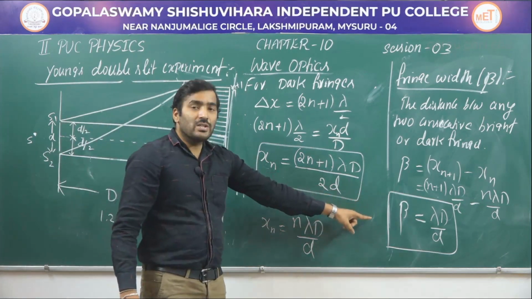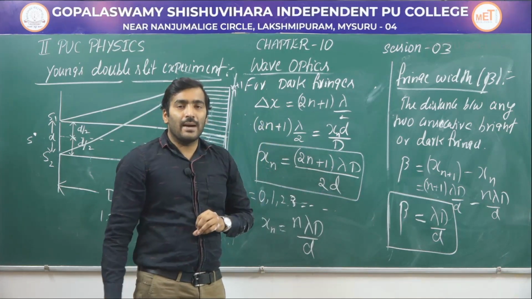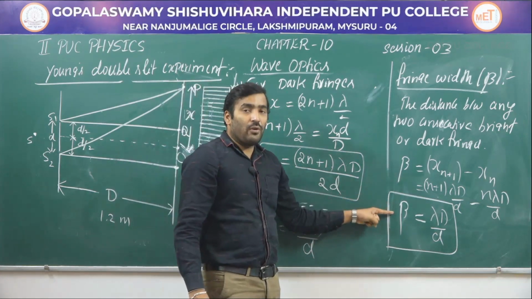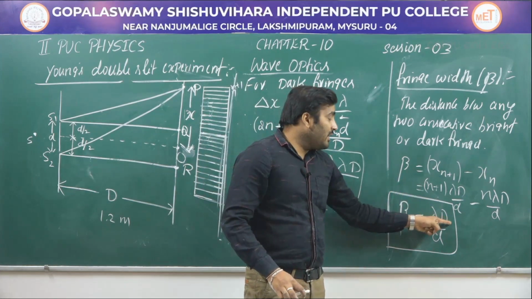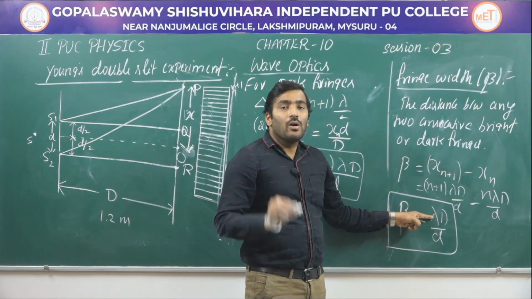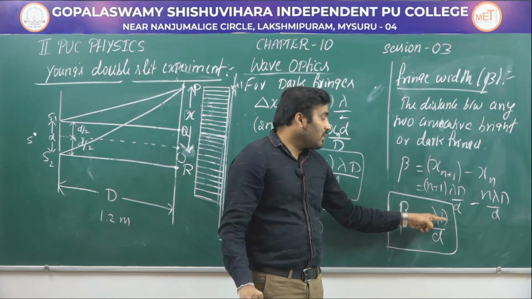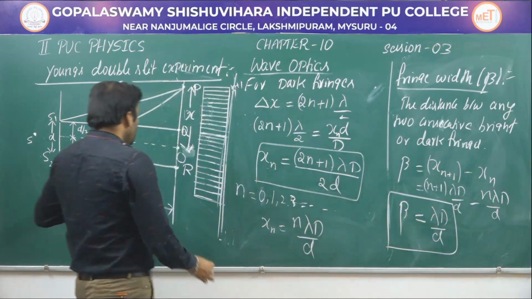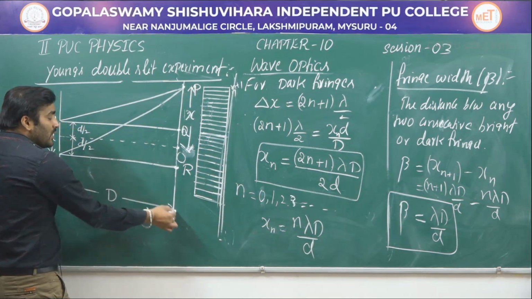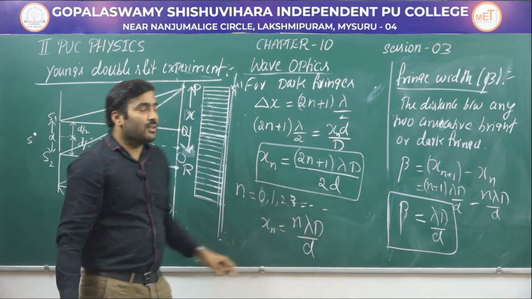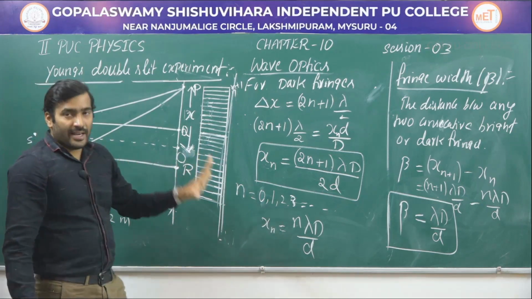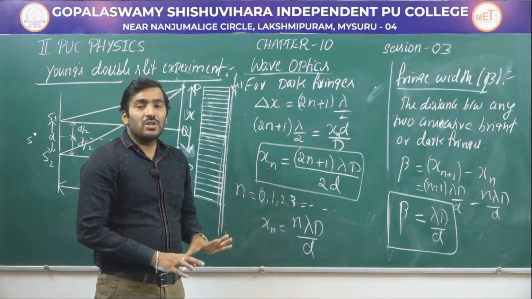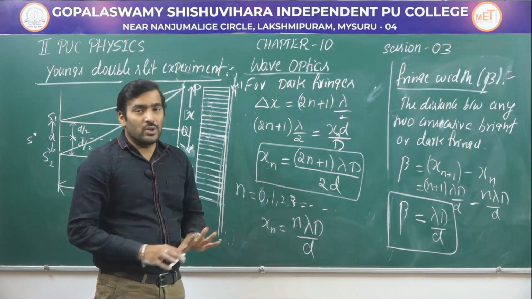This derivation will be asked for 5 marks in your examination: obtain the expression for the fringe width in Young's double slit experiment. What are these lambda, D and d? Lambda is the wavelength of light used. This capital D is the distance between the slits and the screen, and small d is the distance between the two slits. So this is the expression we got for the fringe width.